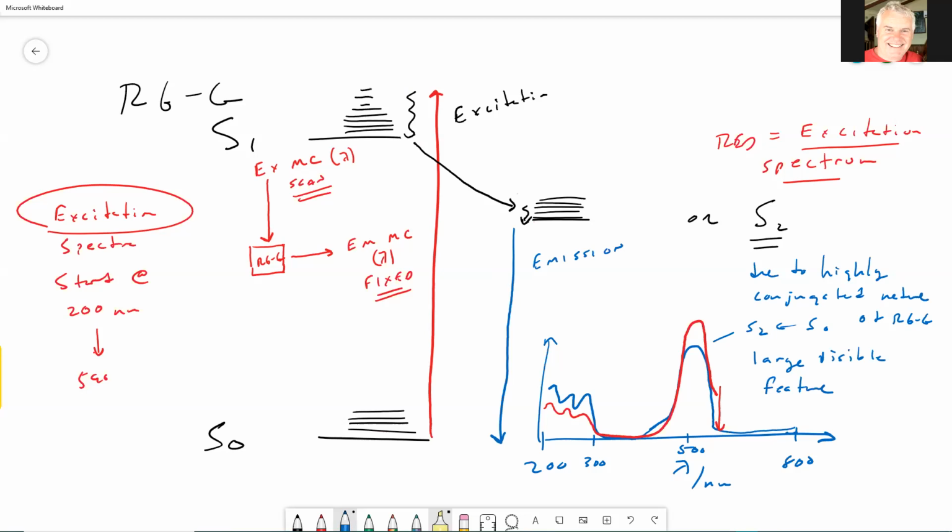All right. So now the question is, what happens when we scan the excitation wavelength? What happens when we change this wavelength? Well, let's just go through that here. And first, we're exciting into this state up here, right? And we're going to make this progressively longer, right? And progressively longer.